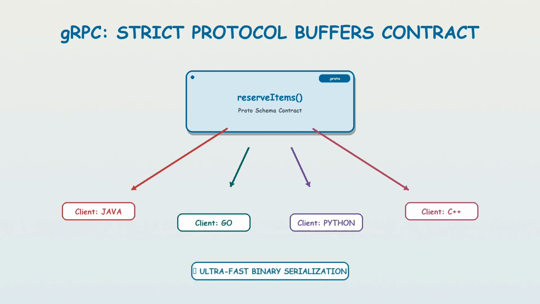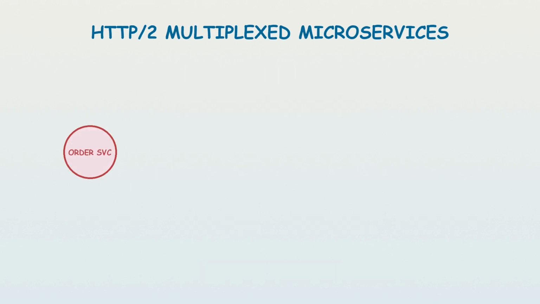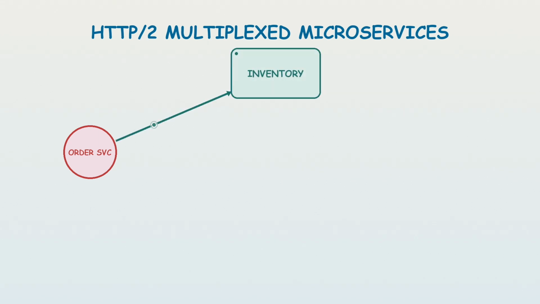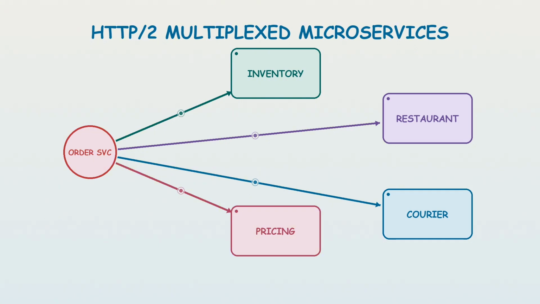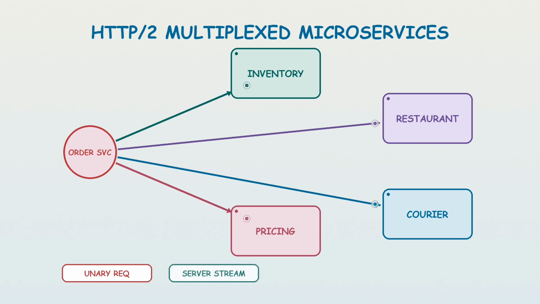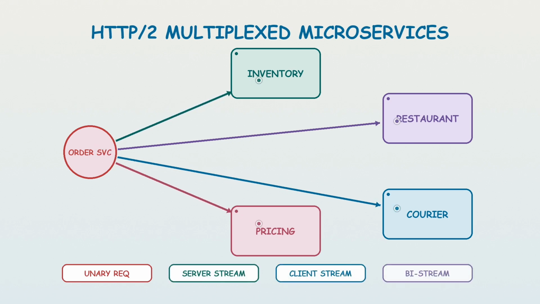The messages use a compact binary format instead of text-heavy JSON, and HTTP/2 allows multiple calls and streams to share a connection. For a food delivery system, the order service could use gRPC to contact inventory, restaurant, pricing, and courier services. Because one organization controls both ends, generated code and strict message types can reduce integration mistakes. gRPC also supports normal request-response calls, server streaming, client streaming, and bidirectional streaming.